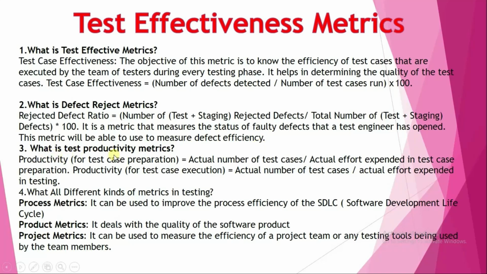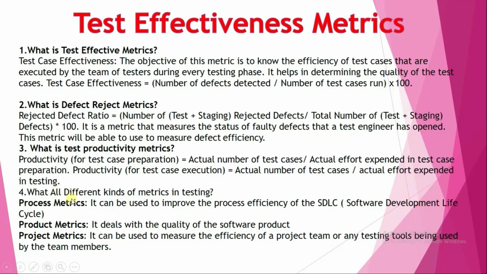So what is the test productivity metric then? Productivity for test case preparation, that is, productivity is equal to actual number of test cases divided by actual effort expended in test case preparation. That is, productivity is equal to actual number of test cases and actual effort expended in testing.